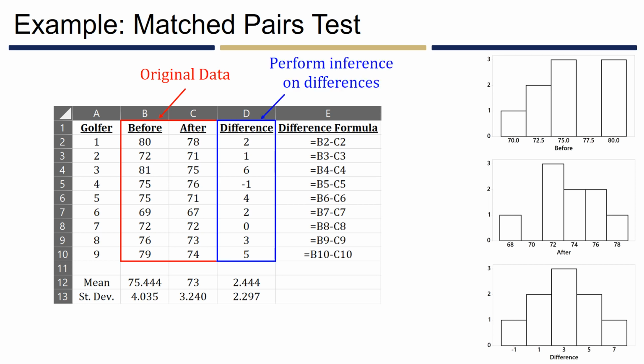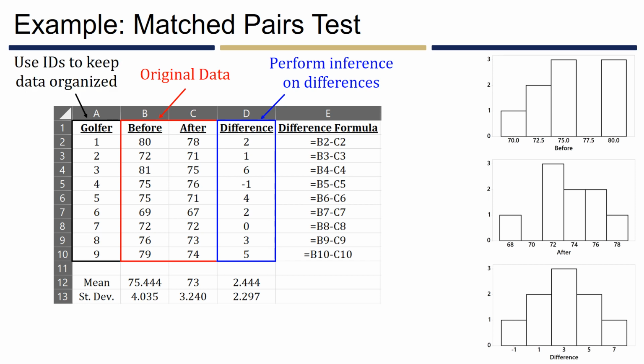What we're actually interested in doing here is performing inference on the differences. So rather than looking at the 80, the 72, the 81 for the before scores, or looking at the 78, 71, 75, etc. for the after scores, we're literally taking the difference in the before and the after scores using the formulas that you see in column E. We're taking the before score, subtracting off the after score to get the improvement in the golfer scores. Notice that positive numbers here are representative of the golfer performing better after having taken the golf lessons. Negative scores mean that they actually scored worse after the golf lessons.